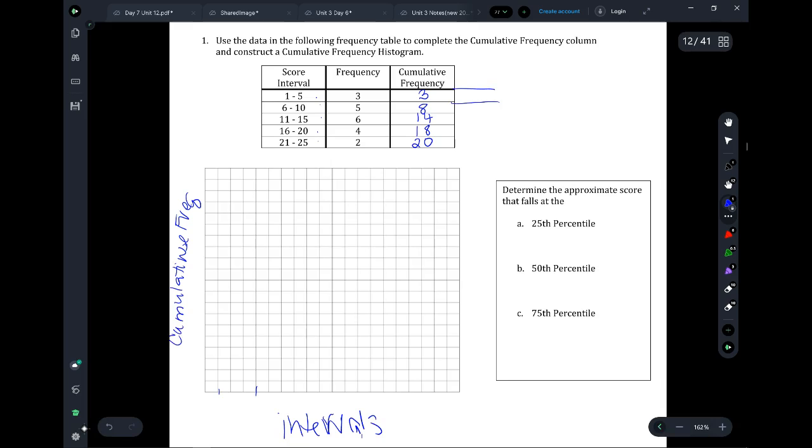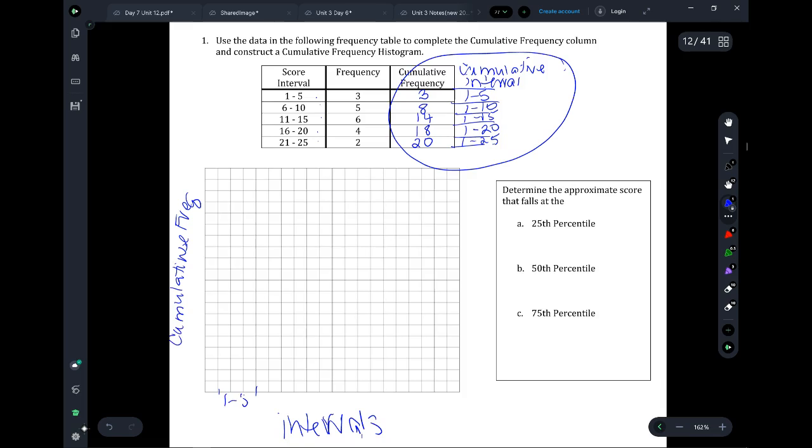Actually, let's throw one more column onto our chart and come up with our cumulative intervals before we make our graph. So if the first one is 1 to 5, this one's still going to be 1 to 5. But then we're always going back to the beginning and working our way up the interval. So this will be 1 to 10, this will be 1 to 15, 1 to 20, and then 1 to 25. So that's what we're going to be labeling and making our graph out of down here.